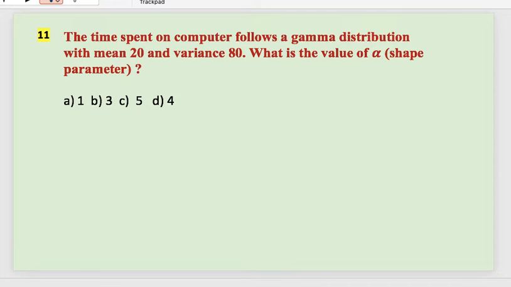Now let's see the 11th one. The time spent on a computer follows a gamma distribution with mean... So it is a gamma, and the mean is given as 20, which equals alpha into beta, and the variance equals 80, which is alpha into beta square. Now I want you to find this question's value on your own and share your answer in the chat box. I'll see whether you have done it correctly or not. So I want you to try this question yourself. Everything is in front of you. You only have to simplify to get the value of alpha.